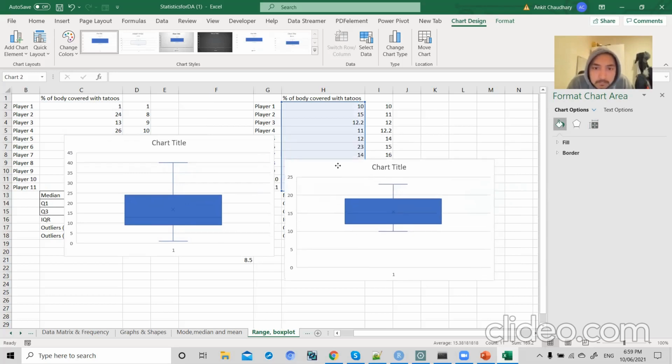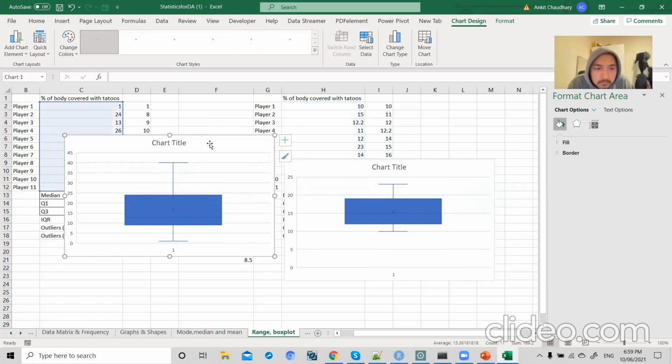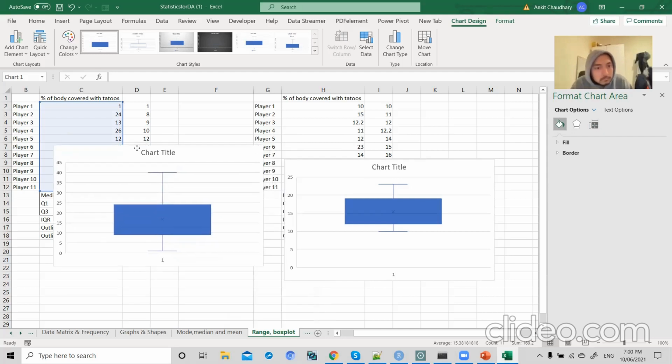So here you can see, comparing this box plot to this one, what we can say is the first box plot has more variance, right? And the second one has less variance compared to the first one. And even the median is less for the first chart. The median is somewhere around 13, but the median in this box plot is somewhere around 15.